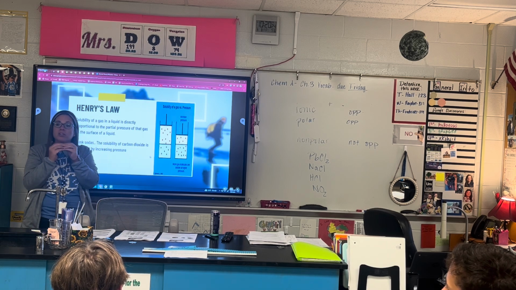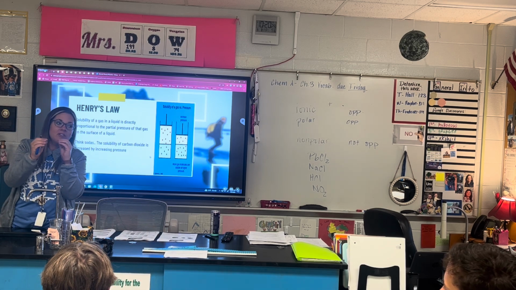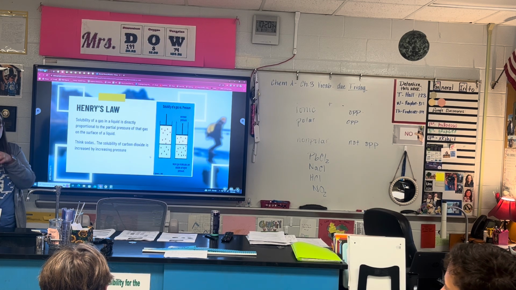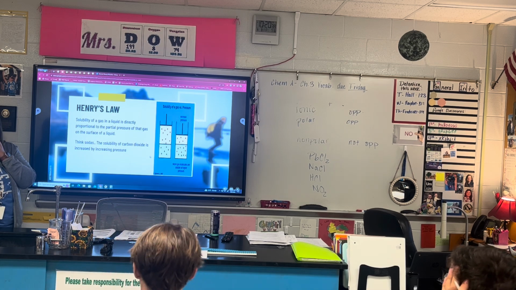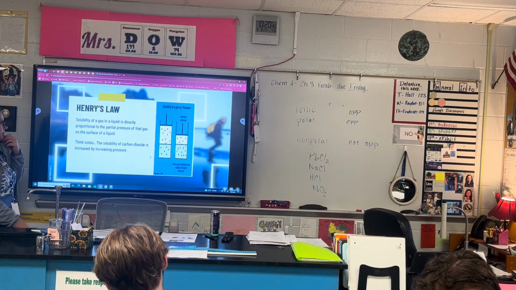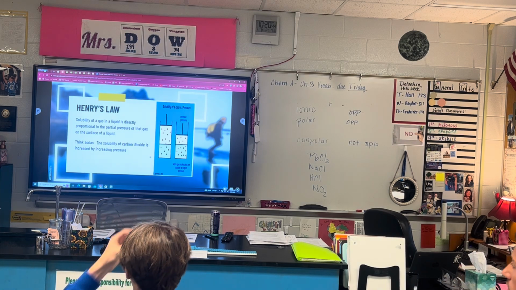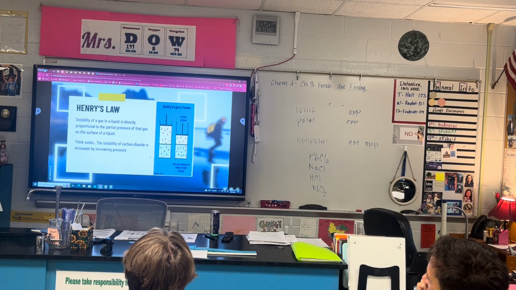It's the carbon dioxide particles that are getting pushed closer together and moving faster, hitting the solvent and dissolving into it, okay? So it's only the gas that's affected by pressure. Only gas. And that's Henry's law: increased pressure, increased solubility of a gas.